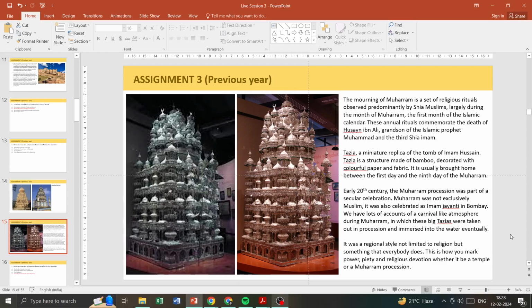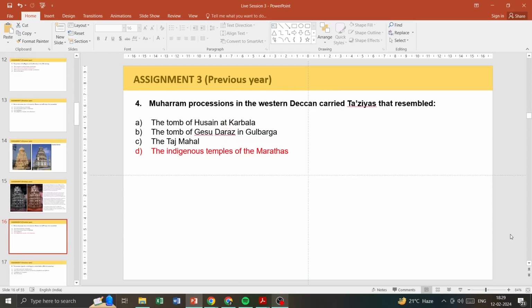region. That was the style of the Deccan area at that time, and it did not matter what the religion was. This style became the symbol of power and religious devotion. So it was used alike, whether it was a temple or a Muharram procession. So our answer is: Muharram processions in the Western Deccan carried taziyas that resemble the indigenous temples of the Marathas.